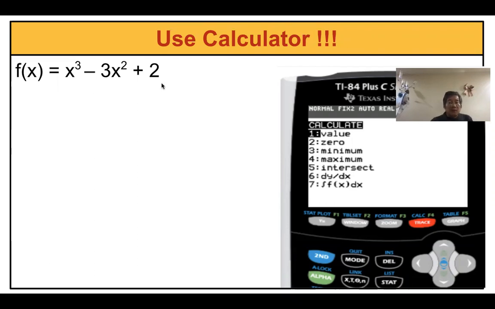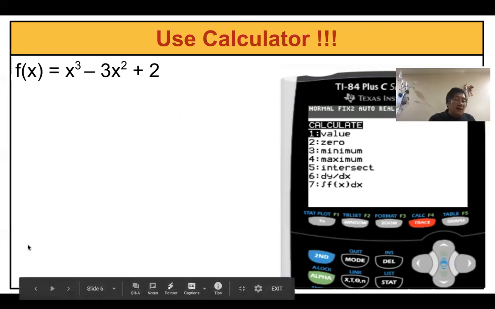Now you know how the graph looks like, right? The graph has degree 3, and the coefficient of the highest degree is positive. Then the graph is odd degree. If the leading coefficient is positive, the right side always goes up. And for odd degree, the other side goes in the opposite direction. If it goes up on the right side, then it goes down on the left side, right?